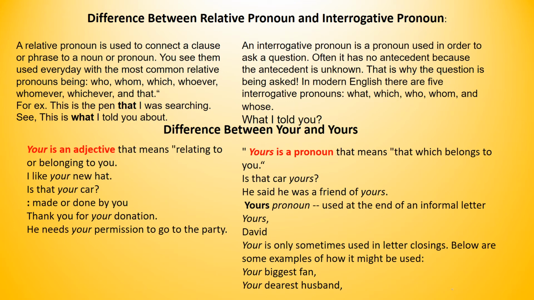But an interrogative pronoun is a pronoun used in order to ask a question. Often it has no antecedent because the antecedent is unknown. That is why the question is being asked. In modern English, there are 5 interrogative pronouns: what, which, who, whom, and whose. For example, what did I tell you? Here, what is being used to ask a question.